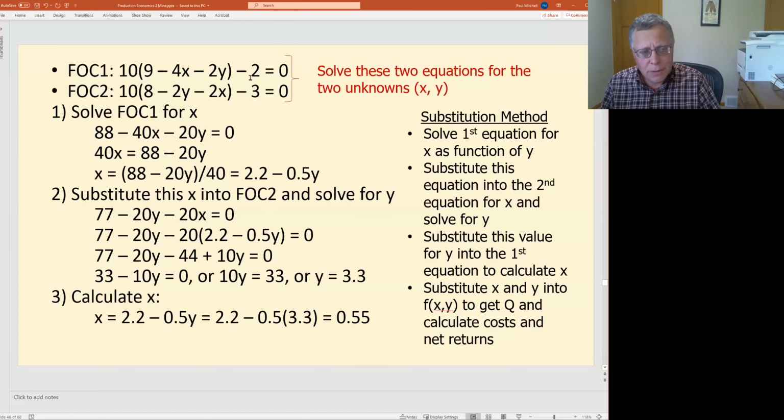Let's put the minus 40x on the other side and then flip it around. So minus 40x equals 88 minus 20y. And then all you got to do is divide by 40. Then you're going to get x is equal to 2.2 minus 1/2 y.